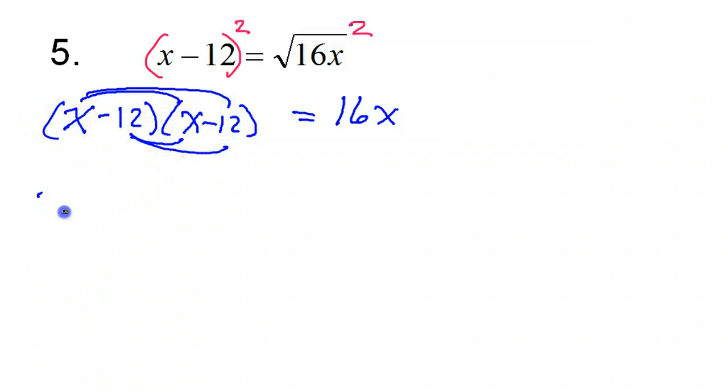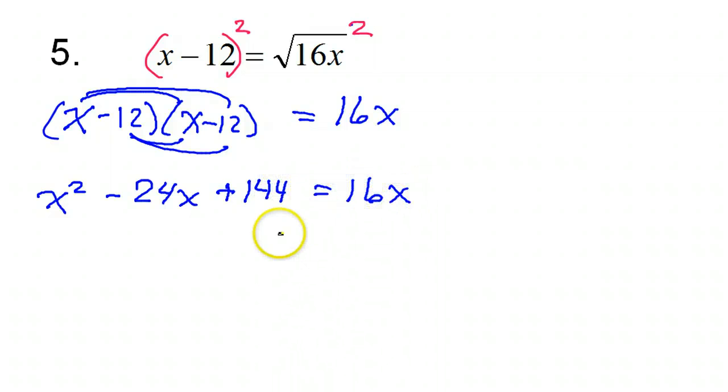So x times x is x squared. Okay, outer I have negative 12x. Inner I have another negative 12x. Put those together, that's negative 24x. And then negative 12 times negative 12 is positive 144. And that equals 16x. So I need to solve this for x.